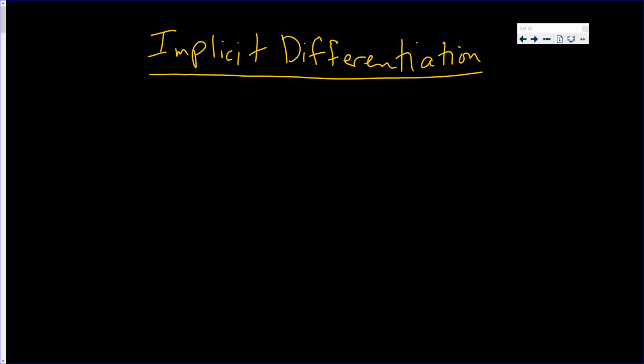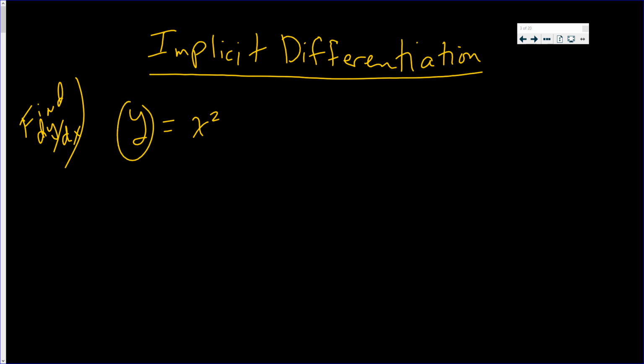In this video, we're going to talk about implicit differentiation. What you need to do is rethink how you take derivatives. If you have y equals x squared and you're asked to find dy over dx, the regular way you would do it is you would say that the derivative of y is dy/dx, and the derivative of the right side is 2x. We're going to think about this a little bit differently now.